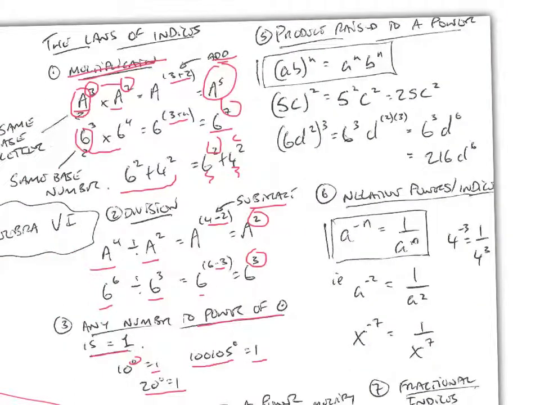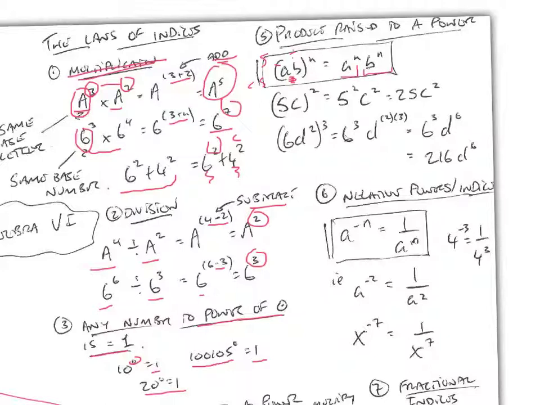Now, what about a product raised to a power? So here's a product. A product is like the end answers. If the product is 25, this A could be 5 and the B could be 5. This A could be 25 and the B could be 1. It's the product, okay? But a product raised to a power, A times B to the n, is the same as A to the n times B to the n.